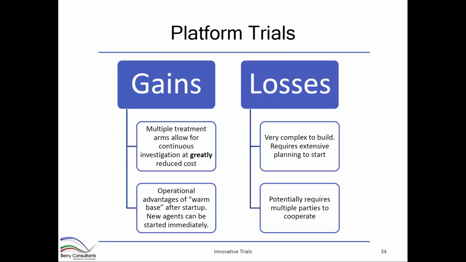But keep in mind, right now what we're doing as a society is people come together to investigate a particular treatment for Alzheimer's, and we have multiple investigators on grants. This platform trial idea gets at the notion that people should come together to investigate Alzheimer's, and then we can bring lots of different treatments to the table.